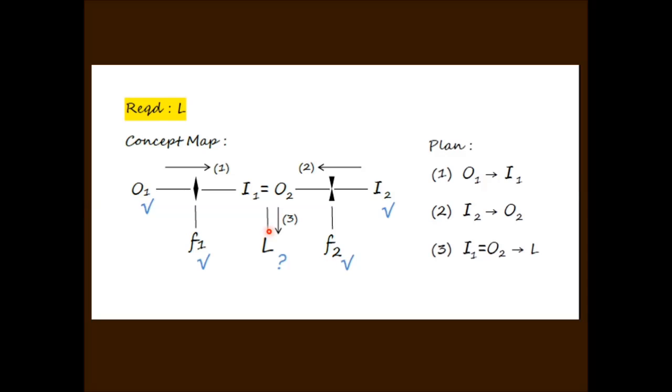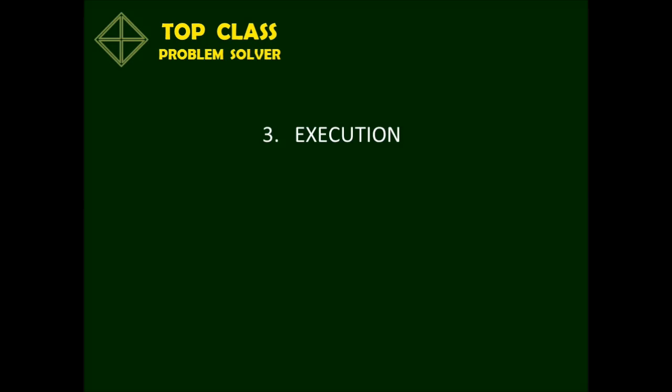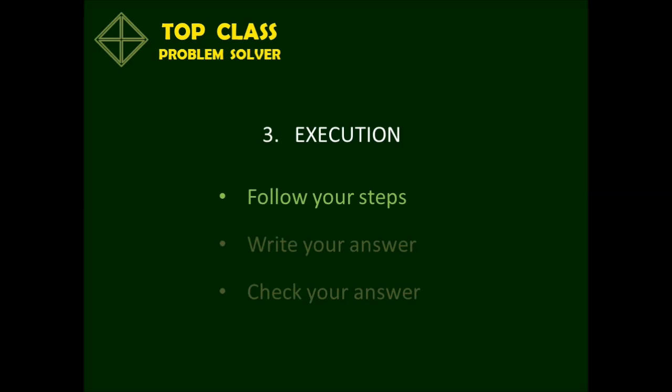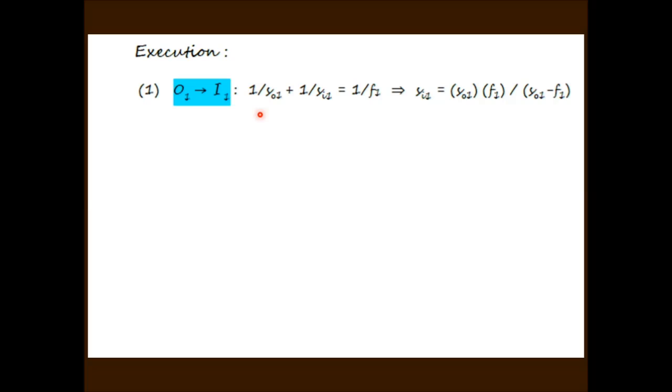The third step is to use the coincidence between the image for the first lens and the object for the second lens to determine our unknown length L. The first step of the execution is to follow the steps of the action plan. We will use the lens formula shown here, but we will write it in a form that isolates what it is that we're looking for.